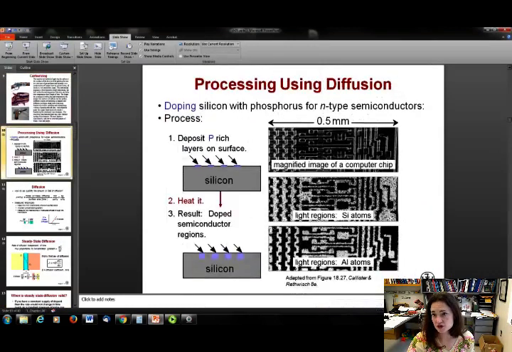Processes that use diffusion now are doping of semiconductors. So for example, if you want to dope silicon with phosphorus for an N-type semiconductor, then you could deposit phosphorus layers on the surface and then heat it, and then the phosphorus will diffuse into the semiconductor and make it an N-type semiconductor, actually change the electrical properties. So diffusion still gets used a lot.